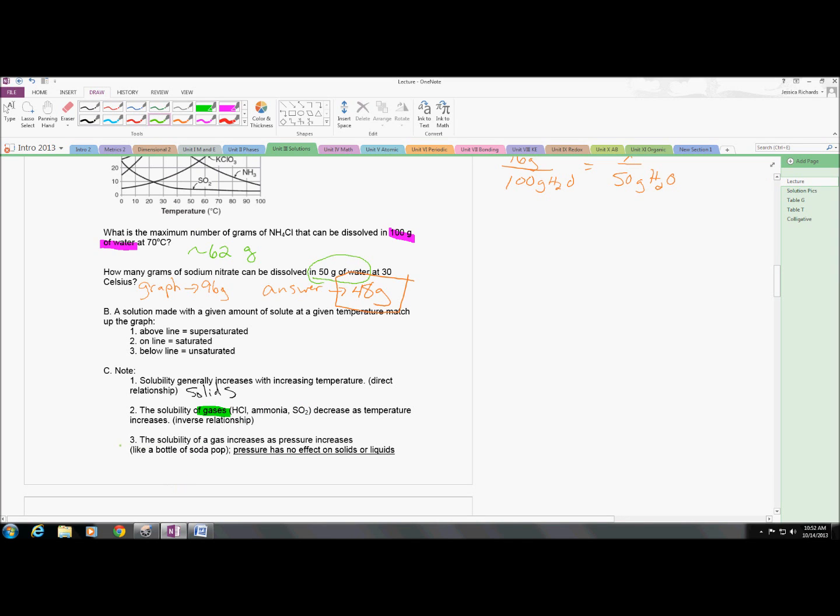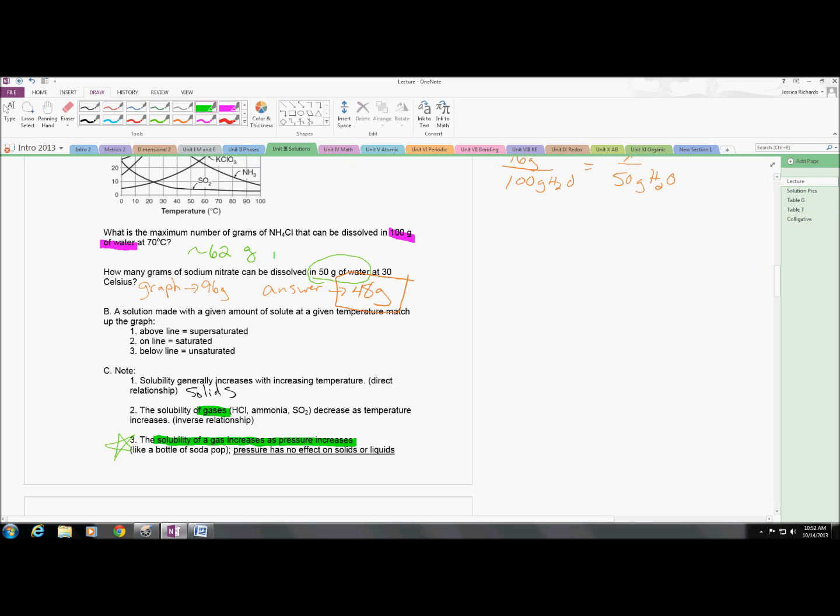And the last thing you have to remember here is pressure. Pressure only affects the solubility of a gas. So if we increase the pressure, we increase the solubility of a gas. Think of a bottle of pop. As soon as you decrease the pressure, when you unscrew the cap, the carbon dioxide starts to come out of solution. It doesn't stay dissolved. When you put the cap back on, the pressure can build back up in there, and then the solubility of your gas increases. So we increase the pressure, we increase the solubility of a gas.